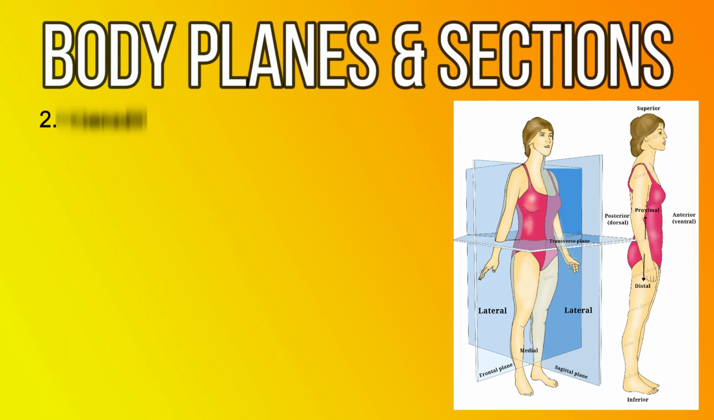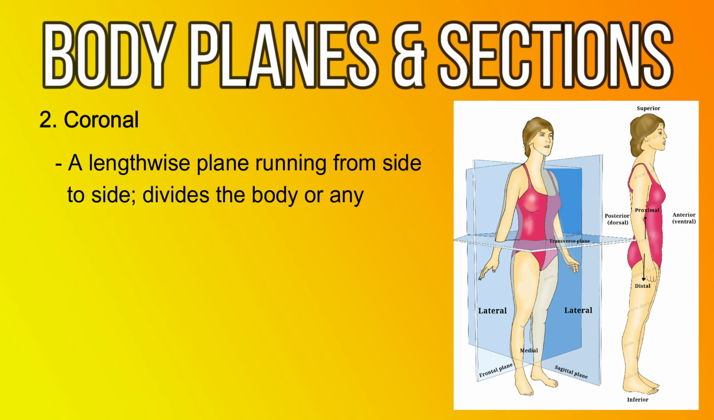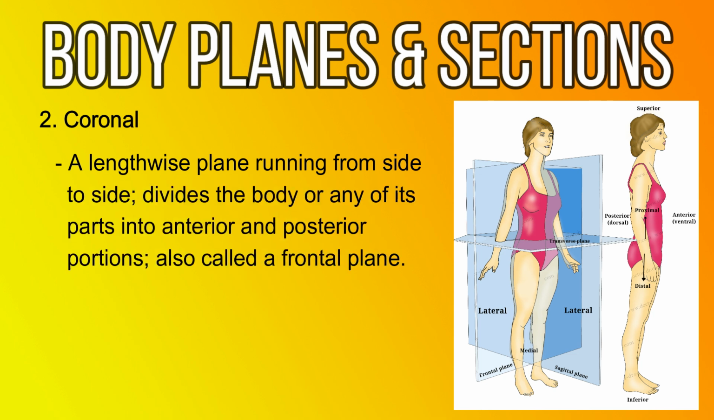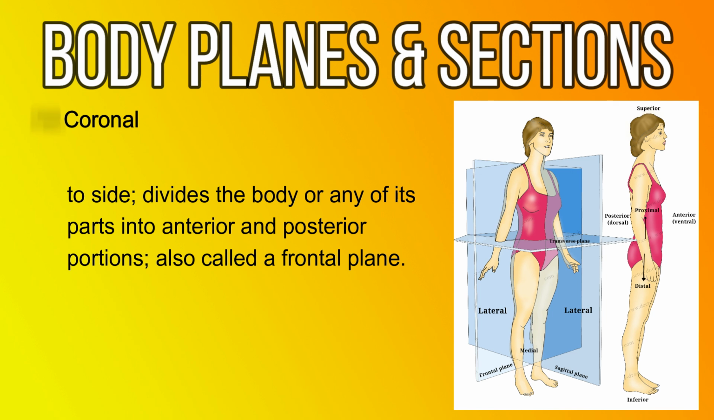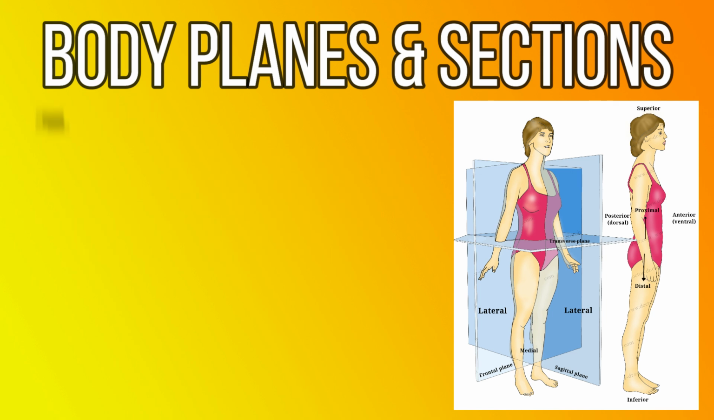Next is coronal. A lengthwise plane running from side to side divides the body or any of its parts into anterior and posterior portions, also called a frontal plane.